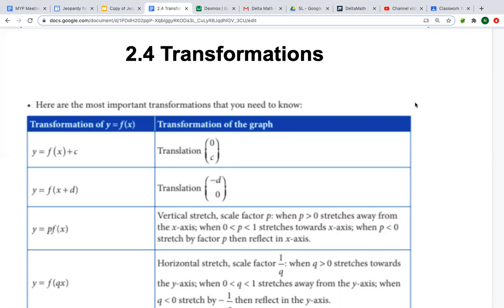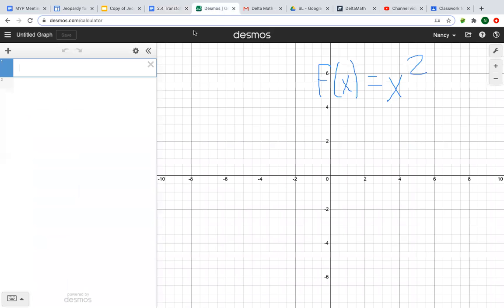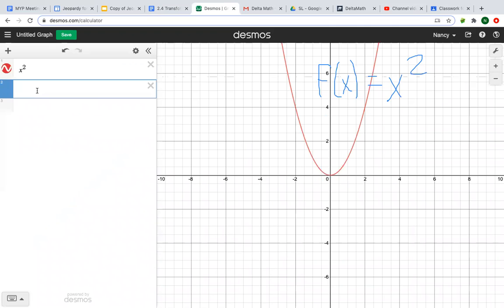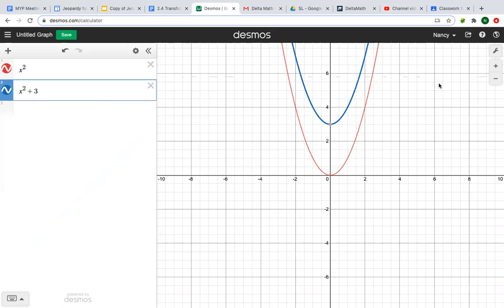So when we're talking about transformations, if we are given any function, let's make this first function f of x, let's make f of x just x squared. That's pretty simple. So if I have the function f of x and I add some value, so if we have x squared, and let's say our next one we have x squared plus 3. So our c in this case is 3, and this is a vertical shift up 3.